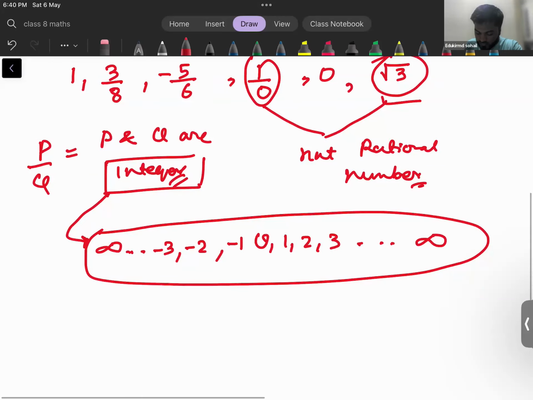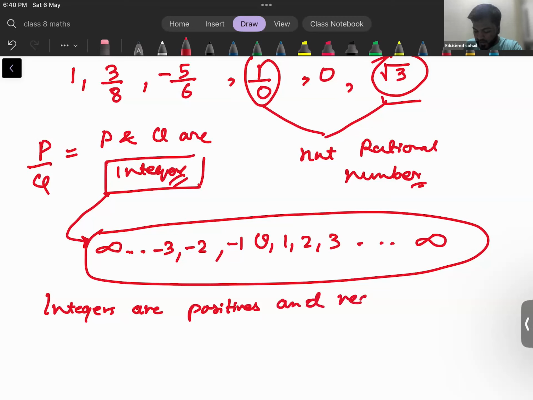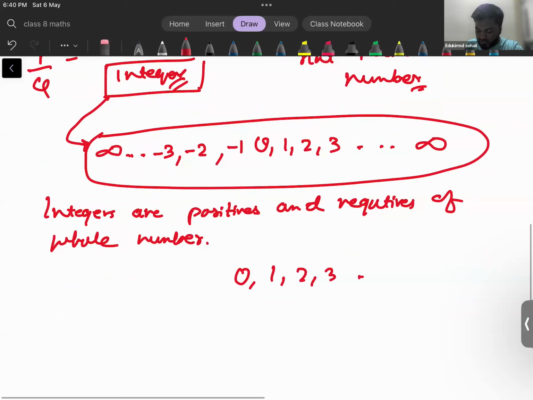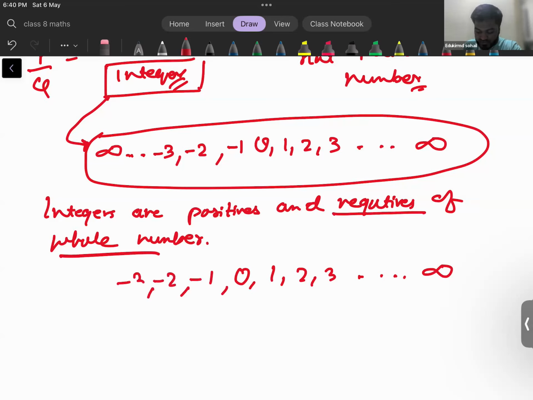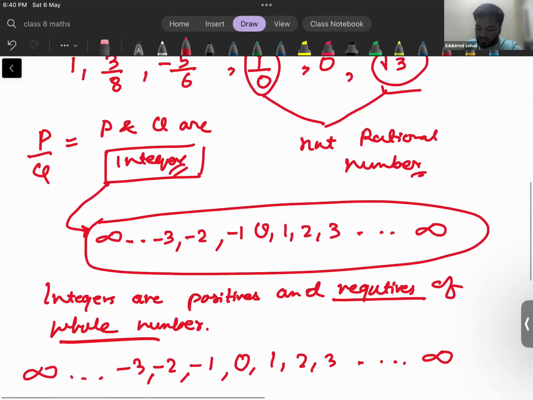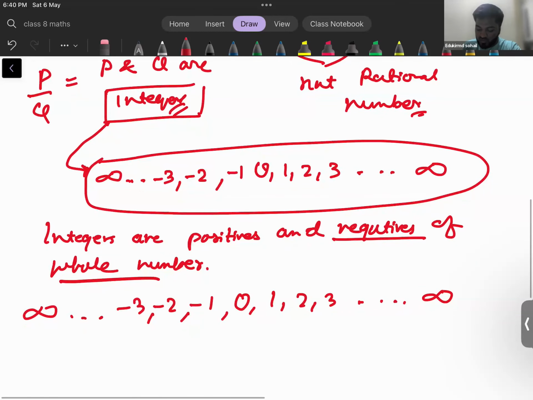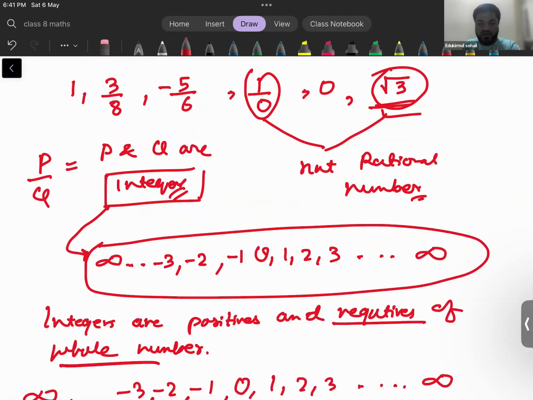Right. We know that integers are positive and negatives of whole numbers. So whole numbers, if you write it like this, 0, 1, 2, 3, up to infinity, that is a collection of whole numbers. And negatives of whole numbers are minus 1, minus 2, minus 3, up to infinity. Root 3 is not an integer, we can clearly see that, because whole numbers are complete numbers, they are not in the form of fraction, right? Yes. That's why root 3 is not a rational number.